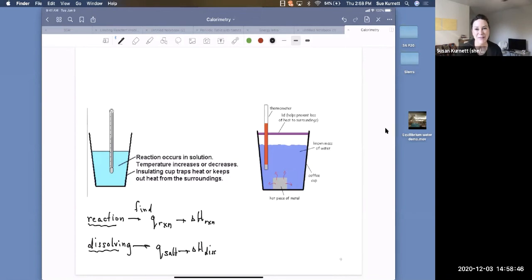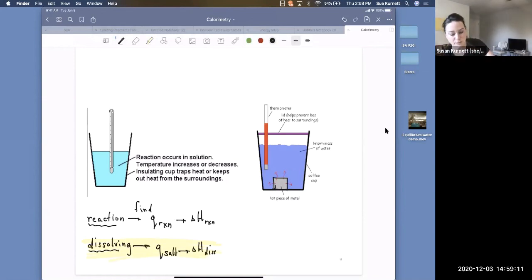So that's one kind of problem you might see. Another kind of problem you might see is hot metal in cold water. And that's the lab that we're doing this week. So those are the ones I want to focus on more. But there is an example of this one in a video that I have put on the page.